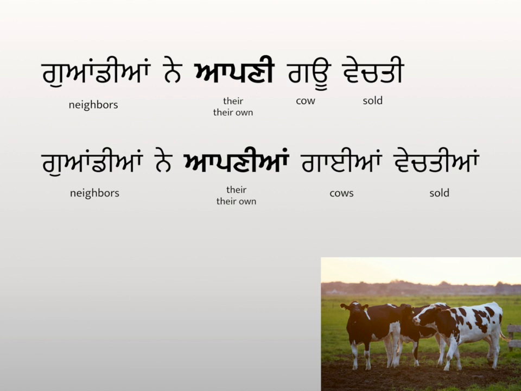Gwandiyan ne apniyan gaiyan vechtiyan. So we say apniyan because we're talking about gaiyan, multiple cows, not just one cow. Gwandiyan ne apniyan gaiyan vechtiyan. The neighbors sold their cows.